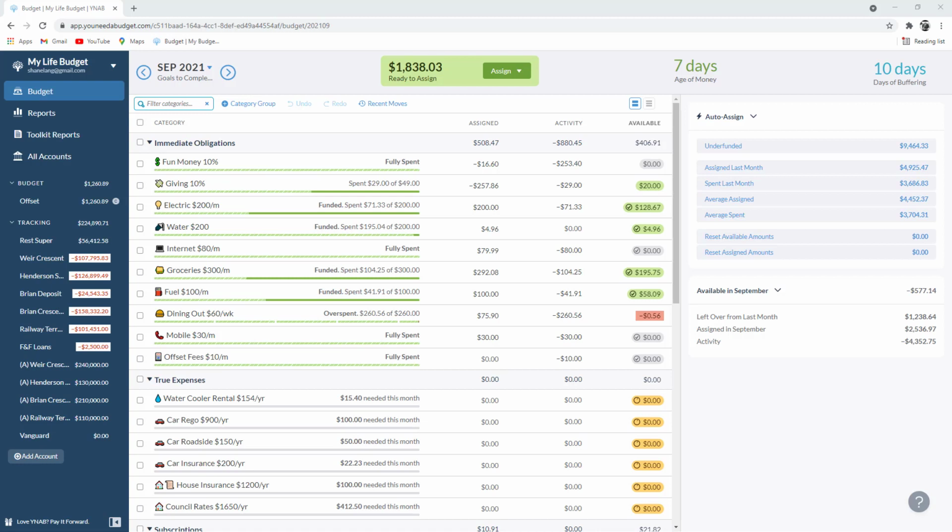Now, this is my personal YNAB account where I track every dollar that I spend.